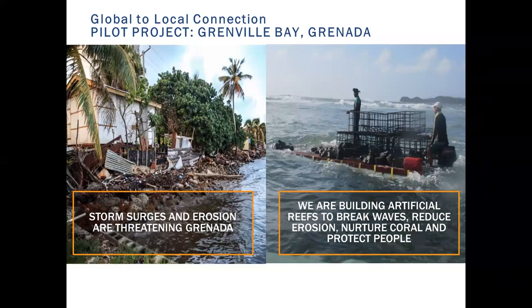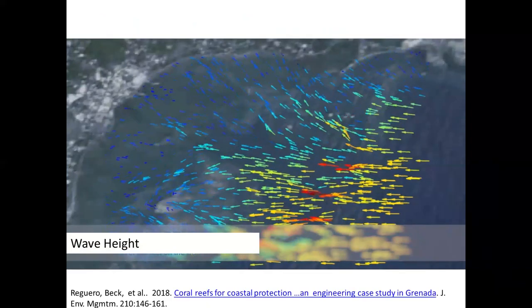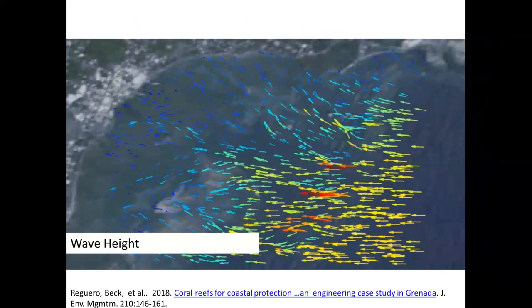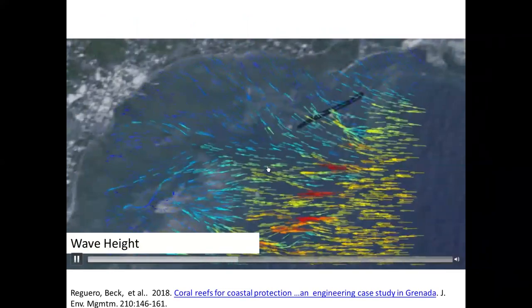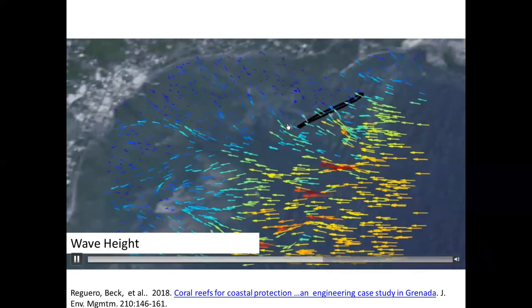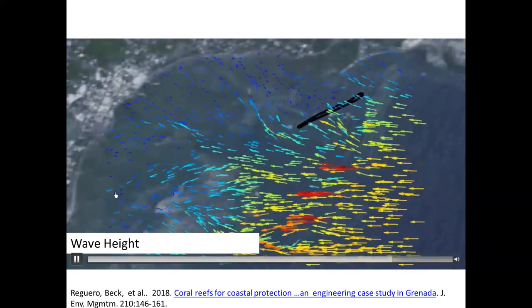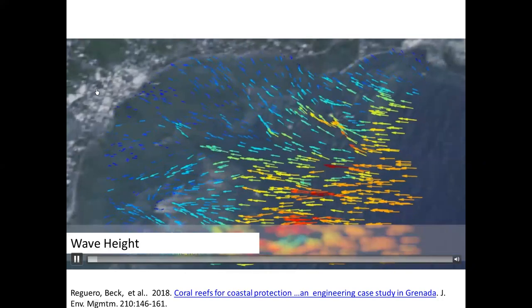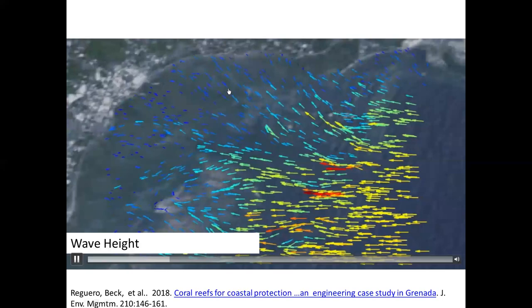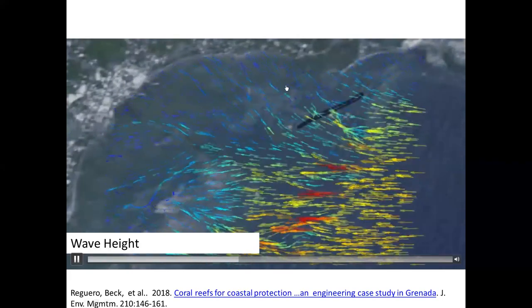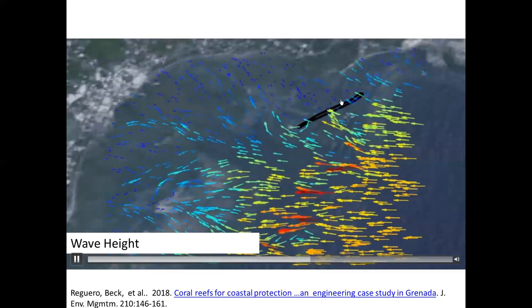This is some reef restoration that we're doing in Grenada. It's an area that has received significant impact from storm surges and erosion, and which they're otherwise using some very poor defenses. In brief, I'm going to note that we worked to develop a three-dimensional model of the waves and wave energy coming into Grenville Bay in Grenada. Grenville is the second largest city in Grenada, and has seen really significant erosion on this northern shoreline in particular.